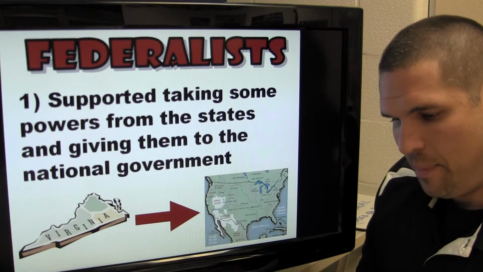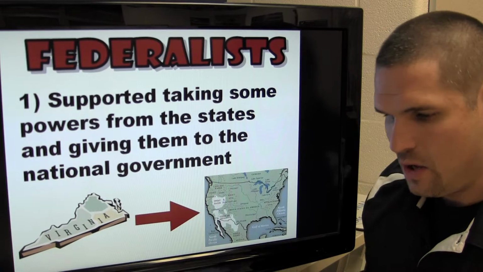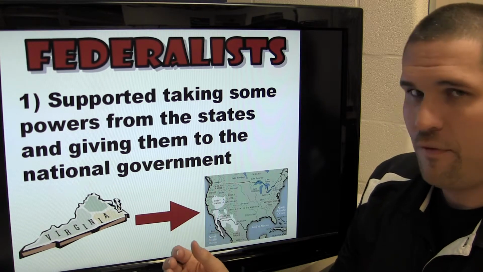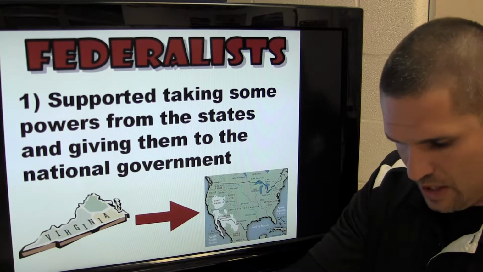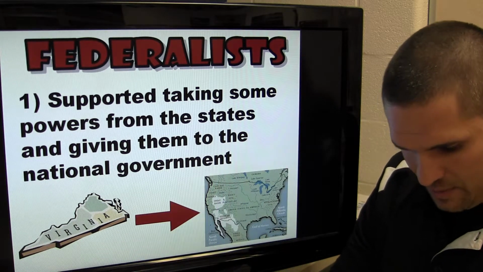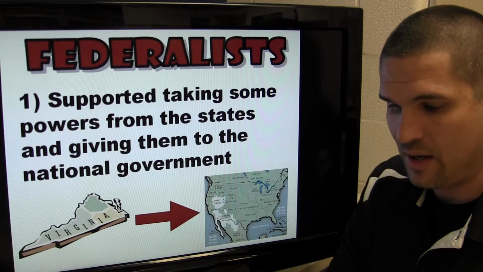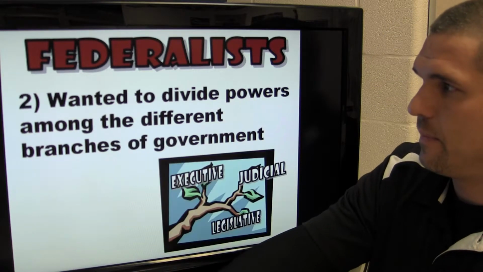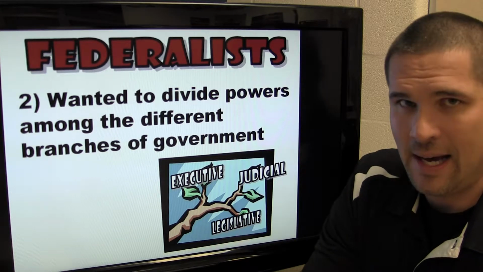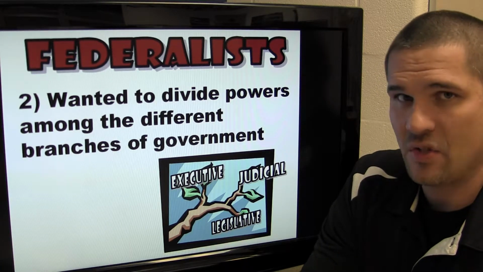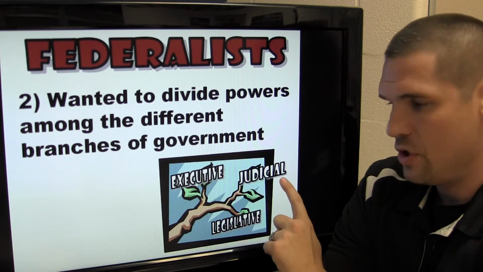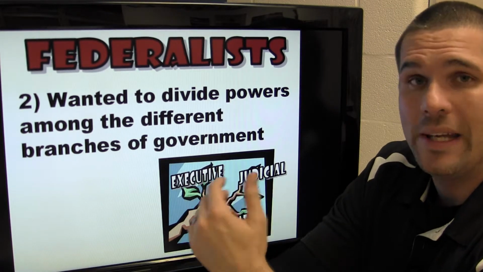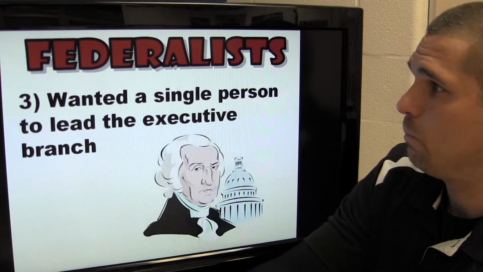Now, on page 7 of your note packet, you have a T-chart of Federalists and Anti-Federalists. We're going to look at some of the arguments for the Federalists and why they supported the Constitution. Number one, they did support taking some of the powers from the states and give it to the national government, because under the Articles, where states had a lot of the power, it just was weak and ineffective. Number two, the Federalists wanted to divide the power among the different branches of government. So you have the legislative branch, judicial branch, and the executive branch. Now these branches were to be co-equal, meaning they would all have the same amount of power.